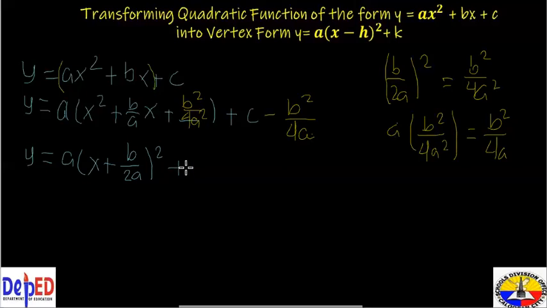Plus, LCD is 4a. So 4a times c is 4ac minus b squared.